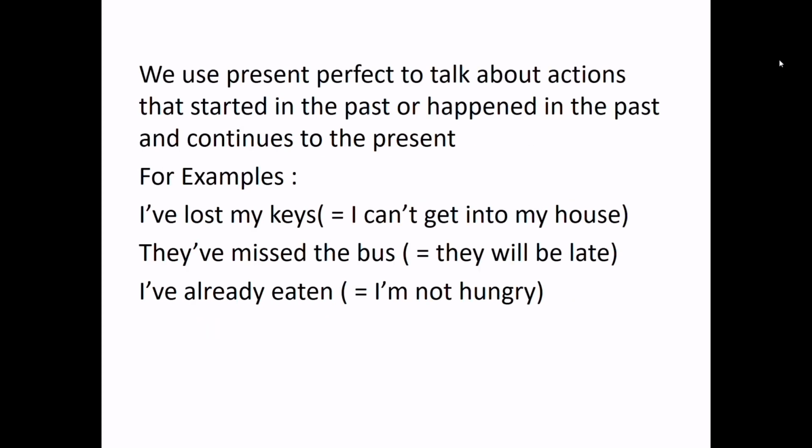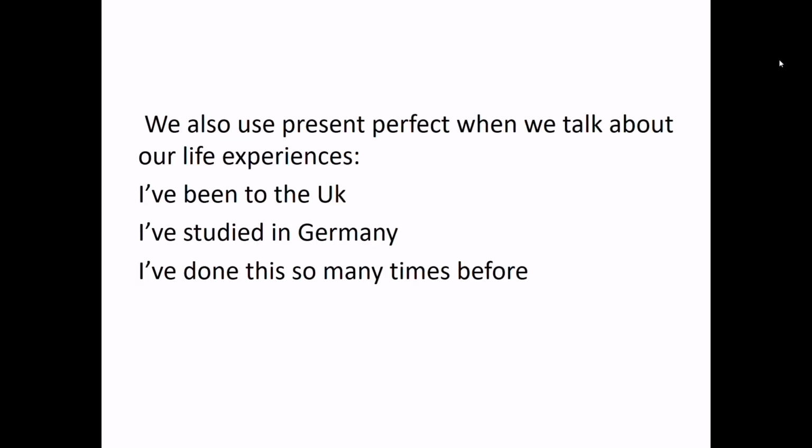So now we use the present perfect to talk about actions that started in the past or happened in the past and continue to the present. So for example, I have lost my keys, so I can't get into my house. They have missed the bus. They will be late. I have already eaten, so I'm not hungry. And we also use the present perfect when we talk about our life experiences, like I have been to the UK. I have studied in Germany. I have done this so many times before.